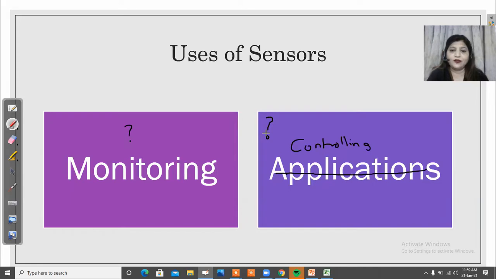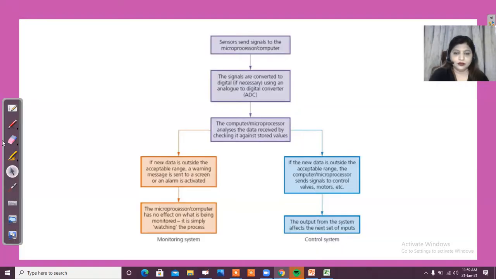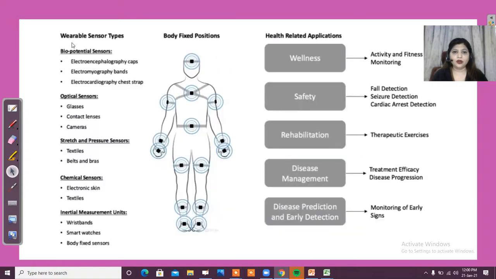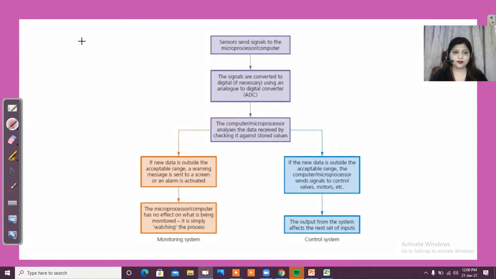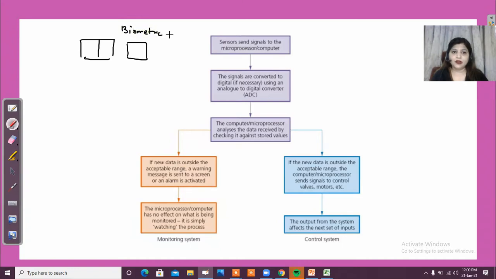So let's see what we have after it. This is a clear demonstration of the difference between a monitoring system and a controlling system. I want you to imagine that for entering your school gate, let's suppose we have a biometric system. I hope you all know what a biometric system is. We have already covered it in our last semester, but for your clear understanding, this is a system where you can identify yourself either through a fingerprint or by your face.